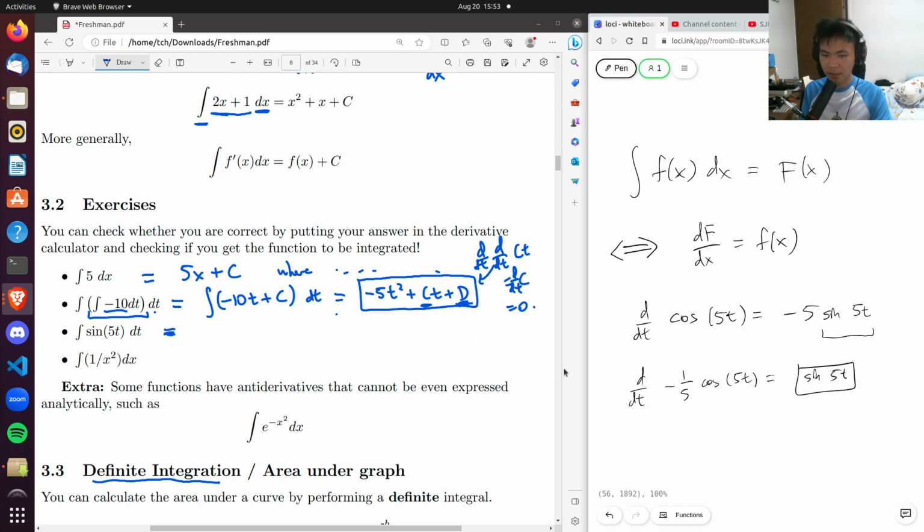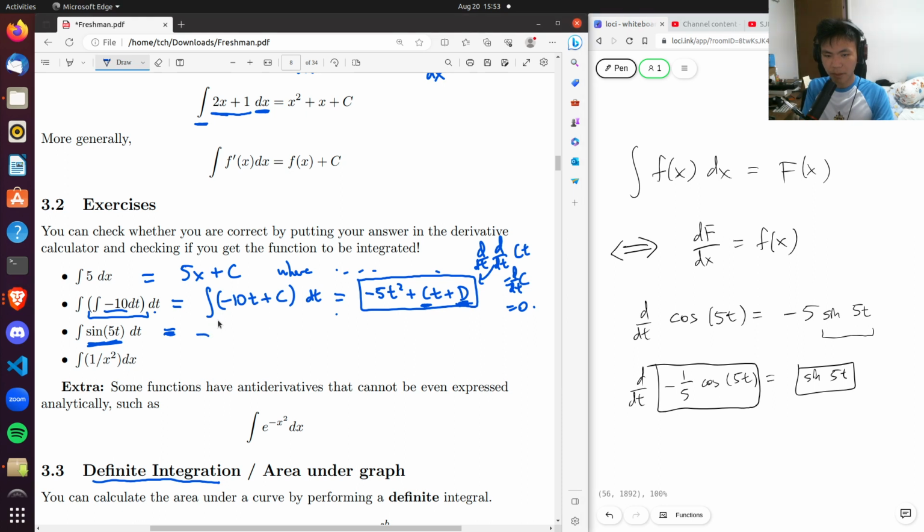And this is the function that we're integrating. So that implies that this is the integral. So this will be minus 1 over 5 cosine 5t plus c, where c is the arbitrary constant.